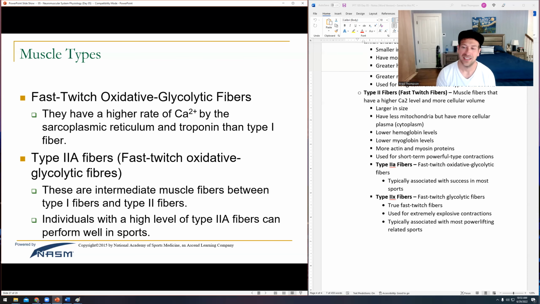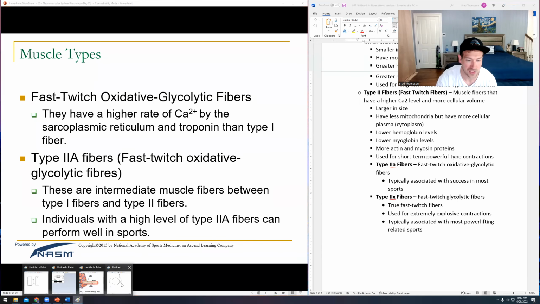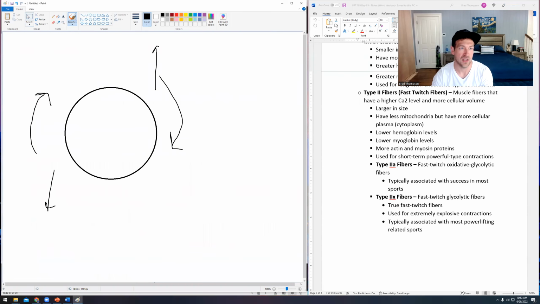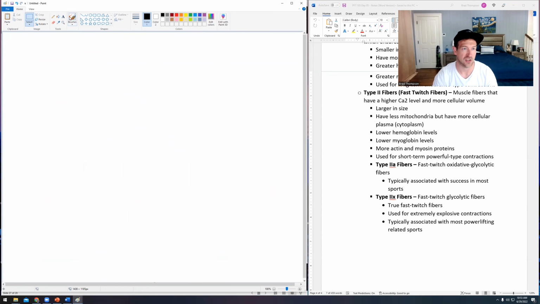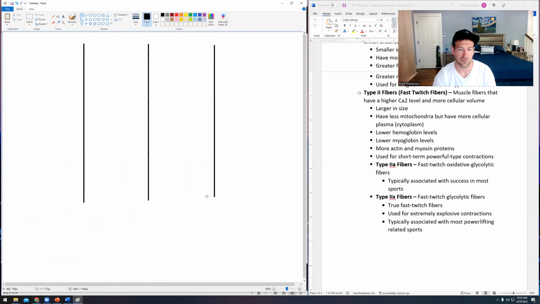Yeah, no problem. So those are our type 2 fibers. The type 2 fibers are going to be larger in size, and they're going to have lots of proteins in them. So what I want to do is show you a picture of the difference here. We'll put a little line here to separate this out a couple different times. We're going to draw 3 different muscle fibers.